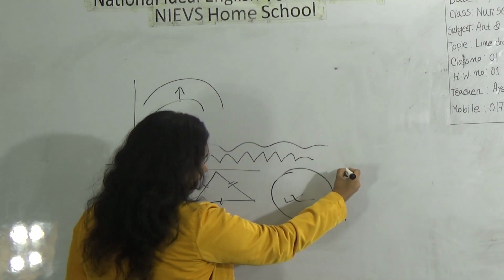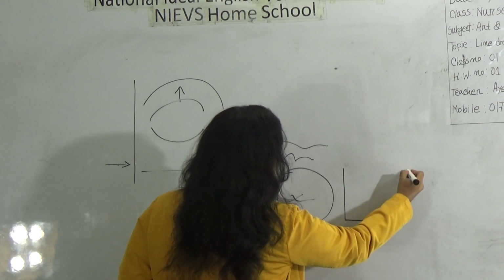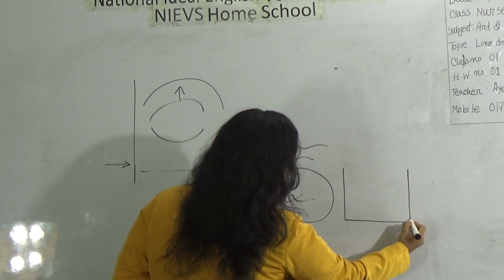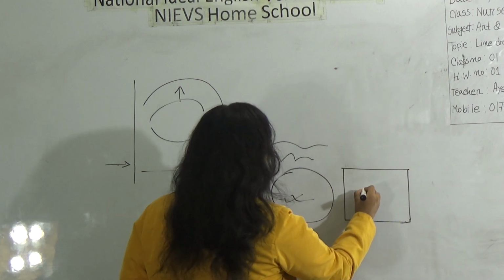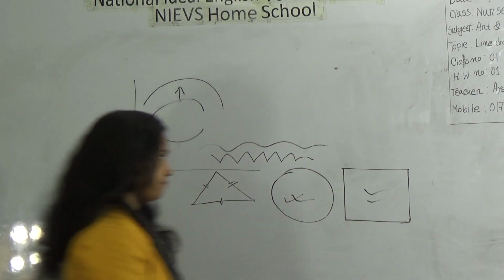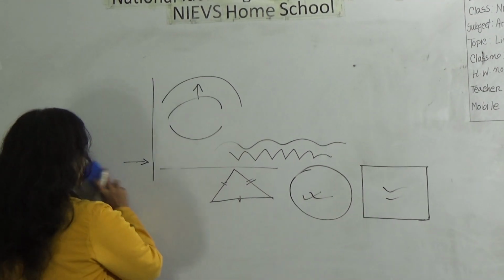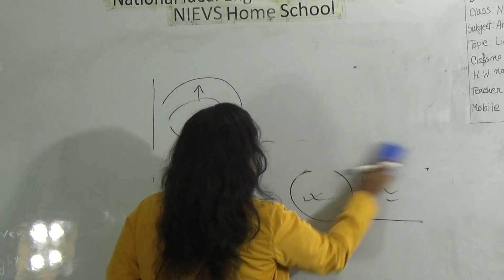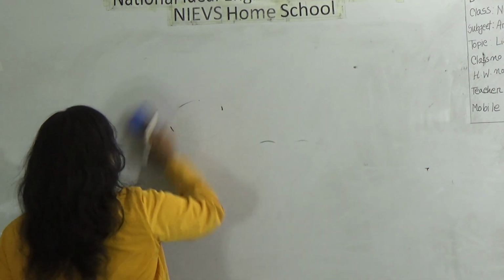Look, join a vertical line, join a horizontal line, again draw a vertical line and draw the line from here to here, and draw a square. This one is also a shape. So dear student, you must practice these lines and shapes at home, and they are your HW.